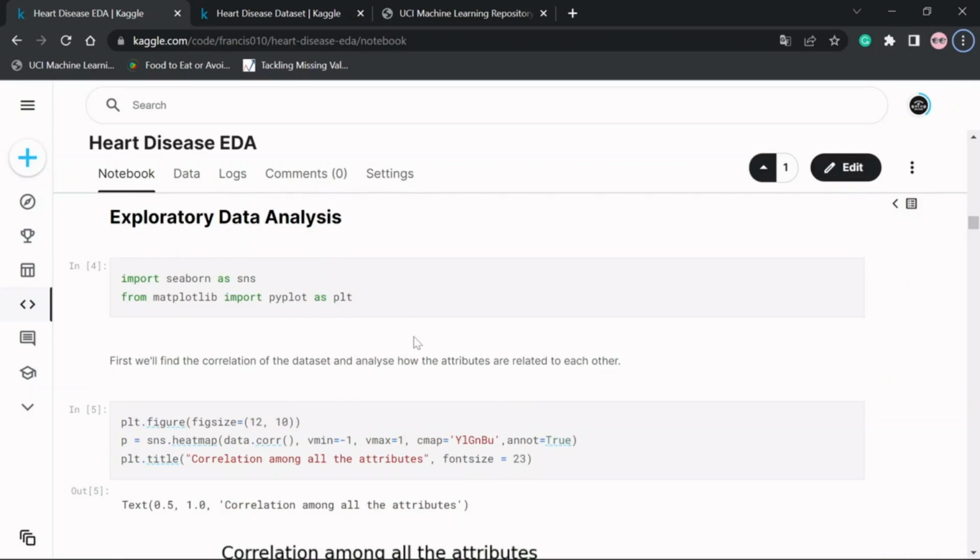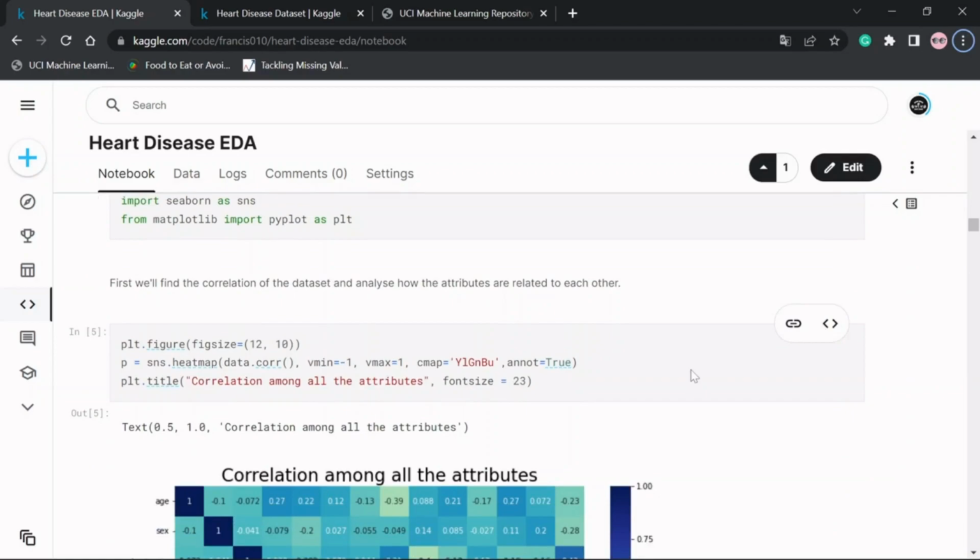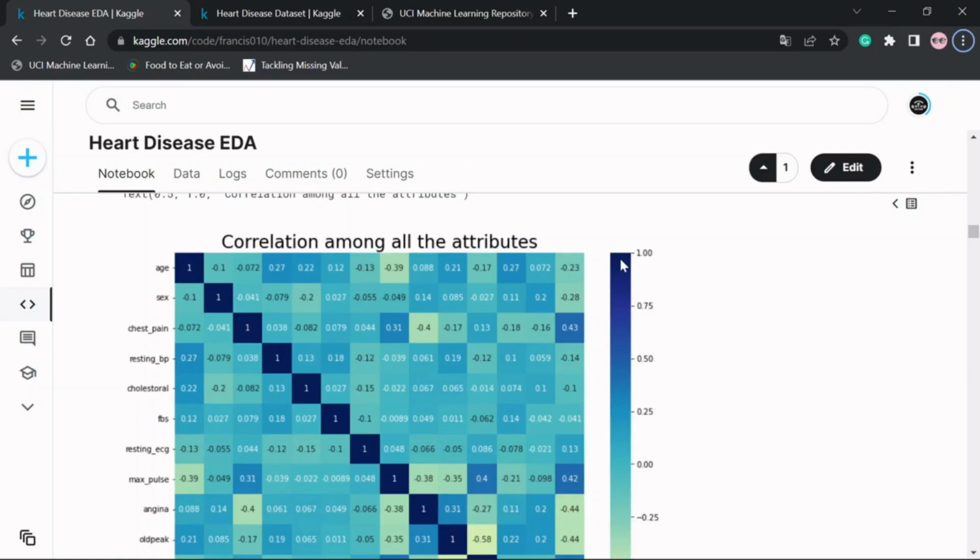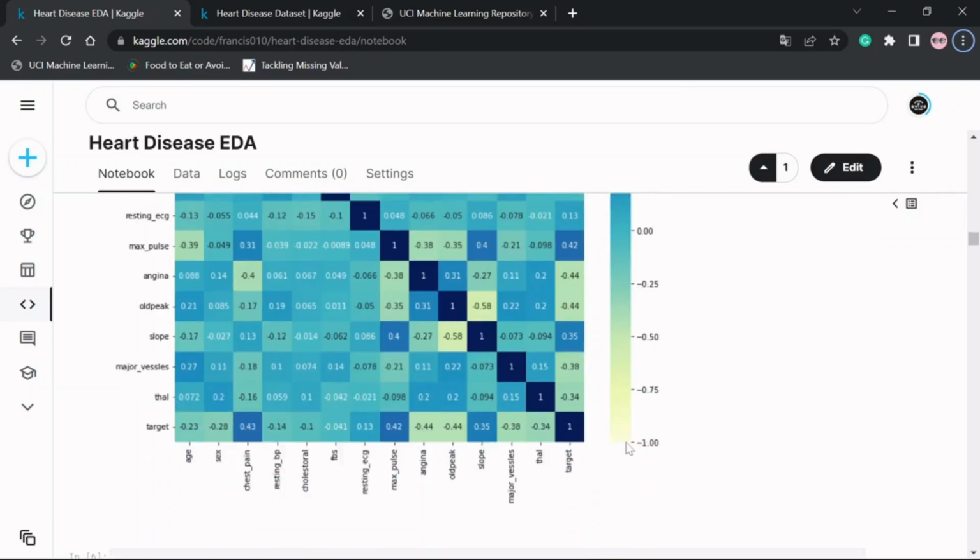Diving directly into the data analysis, first importing the main libraries, that is seaborn and pyplot from matplotlib, and then finding the correlation of all the attributes present in the dataset using the heat map. Here we can see that the dark blue color represents the positive relation among all the attributes, and the bright yellow color represents the negative relation. For the target attribute, we can see that chest pain, max pulse, and slope contribute the most, as they are the dark blue ones in this row.